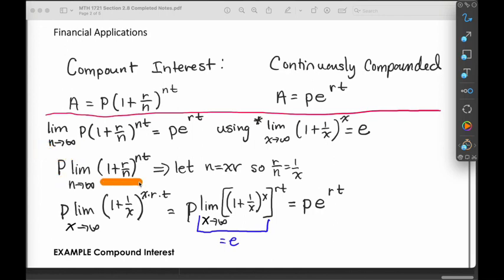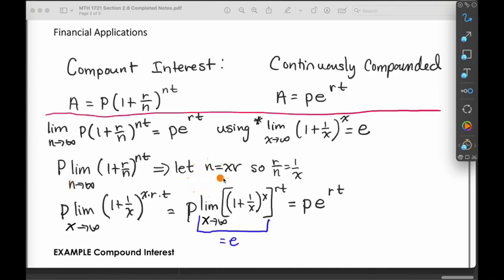Then I'm going to reorganize this using a little bit of algebra. I'm going to let n be x times r, which also means, if I do a little bit more rearranging, that r over n is the same as 1 over x. So I'm going to replace r over n with 1 over x, and I'm going to replace n with x times r here. Now, because I'm substituting for n, I have to also replace this n here.